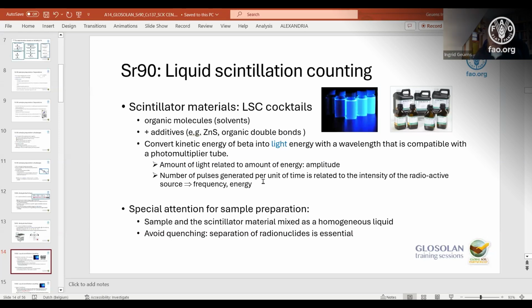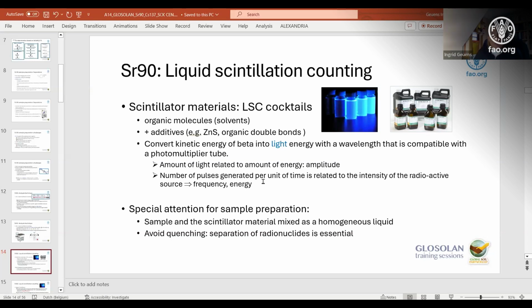The amount of light is related to the amount of energy, it's in fact the amplitude, your concentration. The number of pulses generated per unit of time is related to the intensity of the radioactive source, and it's in fact the frequency or the energy. And the maximum energy is then related to which isotope you're looking at. So for strontium-90, you have a specific maximum energy.